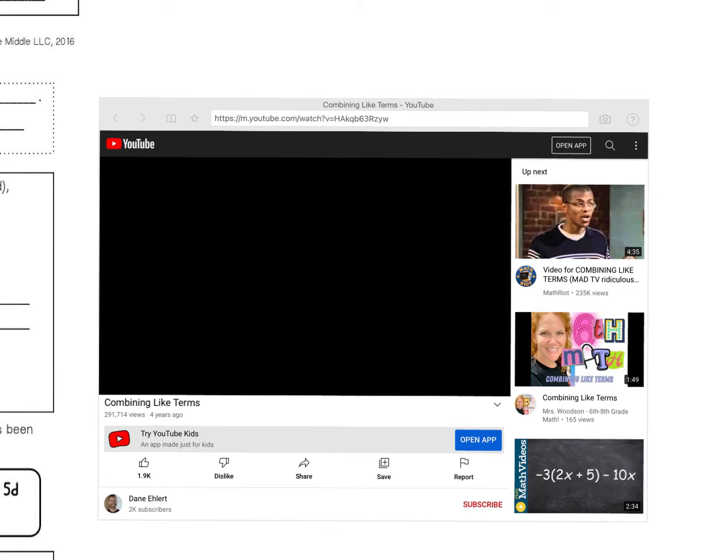Let's take a look at an algebra example. We have the example 4x plus 3y minus 2x. Who would you say is on the same team? Yeah, that's right. 4x and minus 2x would be on the same team because they have the same letter, or the same jersey, whatever you want to call it. They look the same. We're going to combine those.